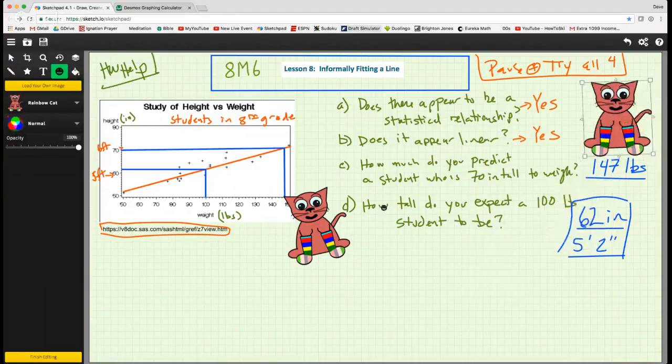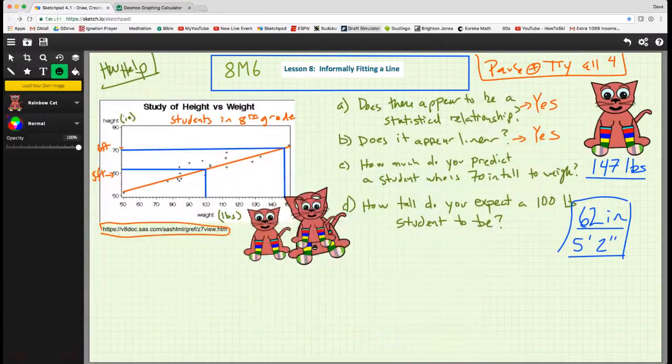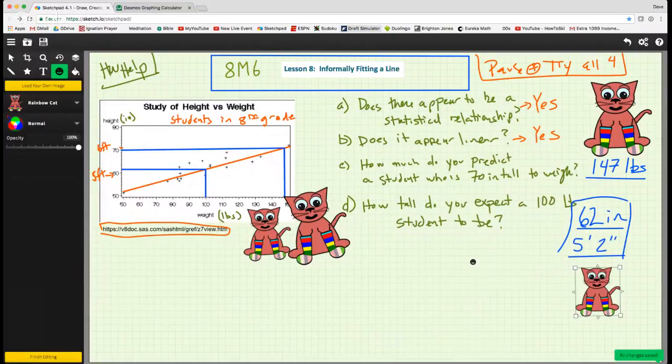Let's put some happy cats down. Whoa, big happy cat. Down for graphing and answering these questions. And we'll just call that a wrap. So tomorrow we're going to be doing lesson 9, and we're going to maybe be trying to write equations for some of these lines. And that's going to be a little bit more powerful, where we can actually write an algebraic equation, or estimating an algebraic equation.